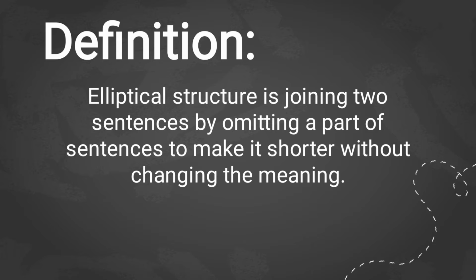The definition of elliptical construction is joining two sentences by omitting a part of the sentences to make it shorter without changing the meaning. Jadi elliptical structure itu maksudnya adalah menggabungkan dua kalimat dengan membuang bagian tertentu dari kalimat dan untuk membuatnya lebih sederhana atau lebih pendek tanpa mengubah maknanya.